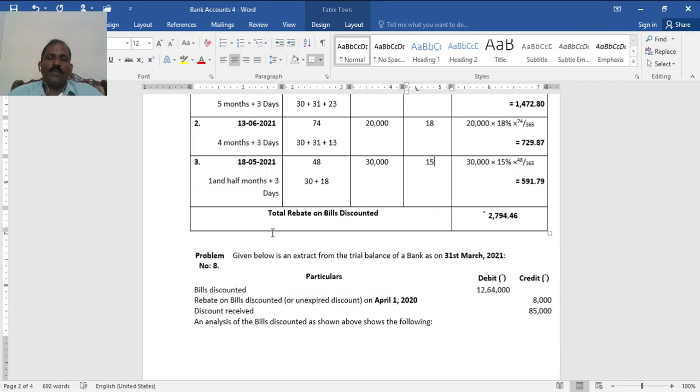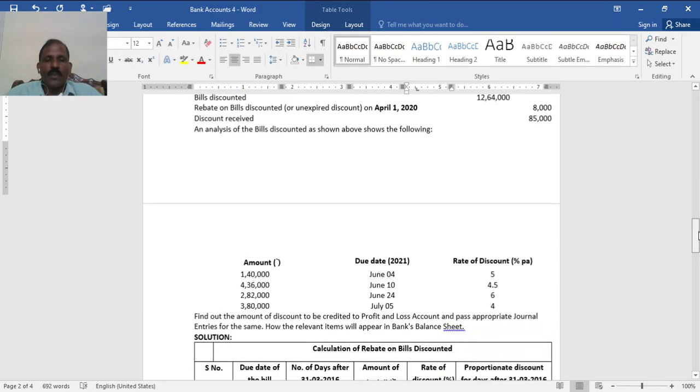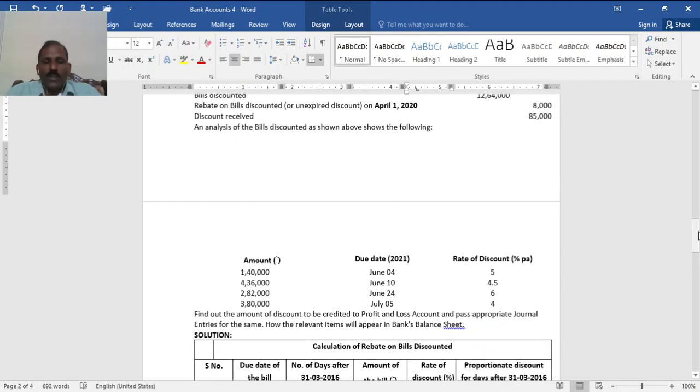So now problem 8. Given below is an extract from the trial balance of a bank as on 31st March 2021. Bills discounted 12,64,000. Rebate on bills discounted, or expired at the beginning, opening, it is 8,000 to be added. Discount received 85,000. An analysis of the bills discounted as shown above shows the following. Now both combined, this may be for 12 marks. Amount of 1,40,000 due date June 4th, 5%, like this all. Find out the amount of discount to be credited to profit and loss account.